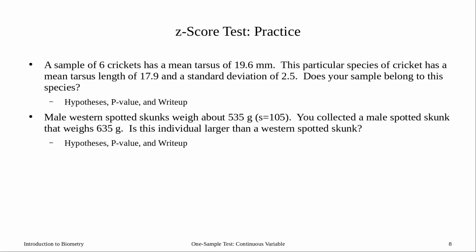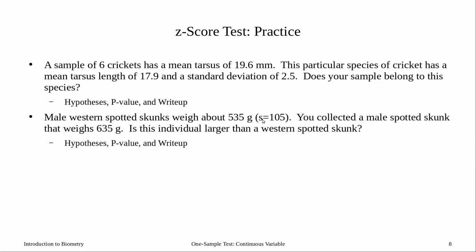Practice number 2 is this. A male western spotted skunk weighs about 535 grams with a standard deviation of 105. You collected a male spotted skunk that weighs 635. Is this individual larger than a western spotted skunk? Do the hypothesis, p-value, and write-up.